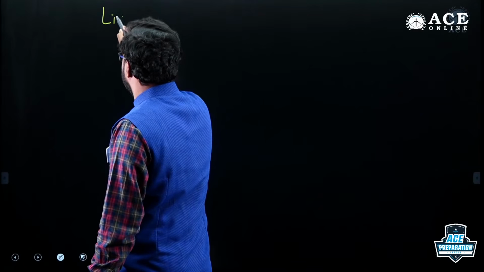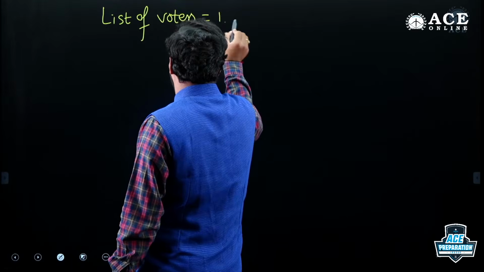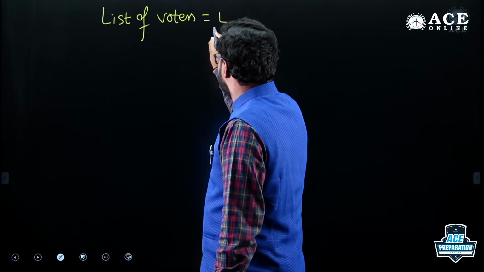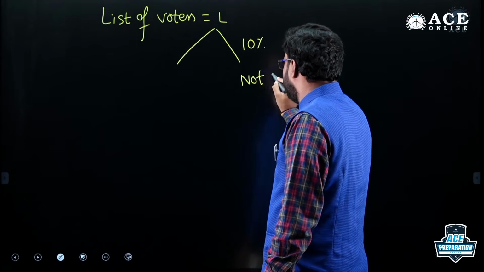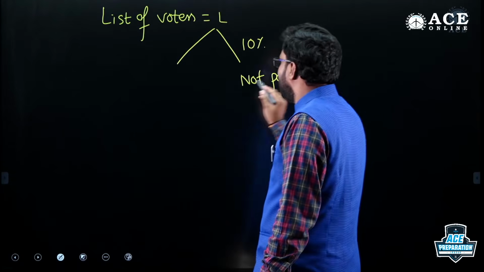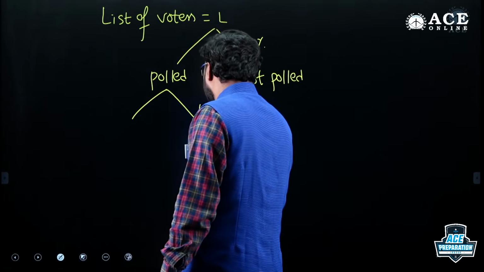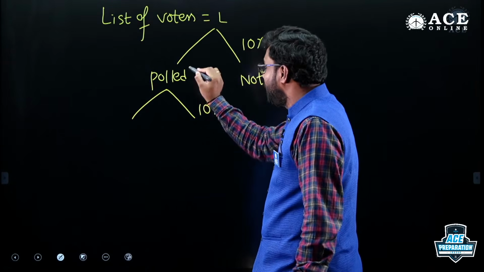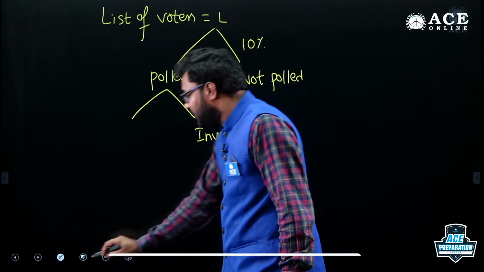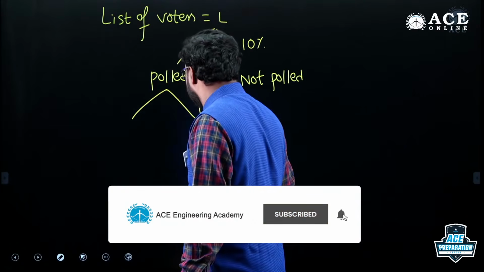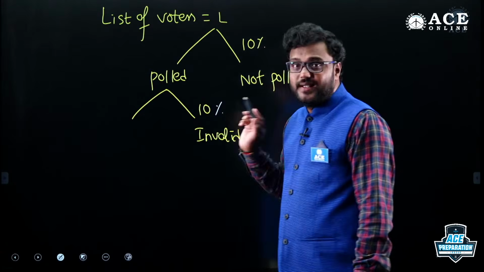Suppose the list of voters is something. They didn't give it in this question also. What is the list of voters? Let it be equal to something, L or T. Among this, polled, not polled. 10% are not polled. Remaining people are polled. Now among polled, valid, invalid: among polled, 10% is invalid. This 10% is not of the total. This is 10% of the polled. Okay, 10% of the polled is invalid.